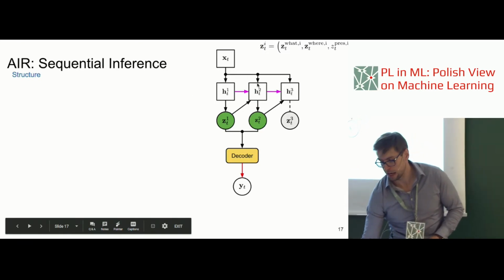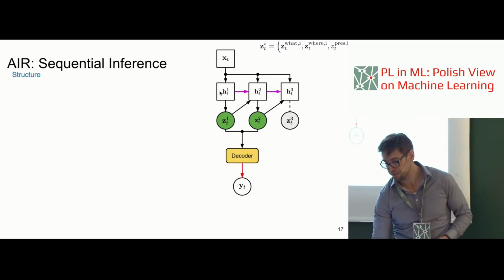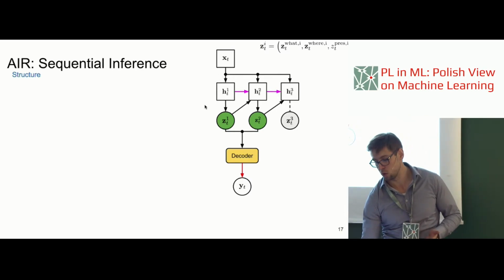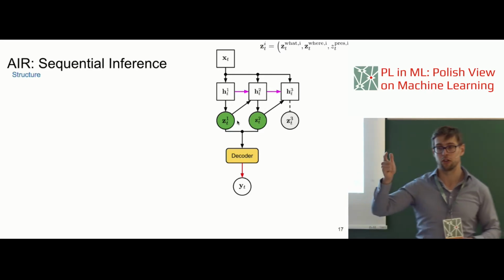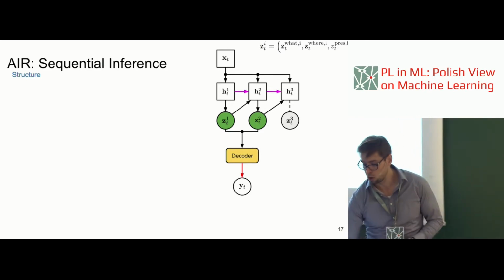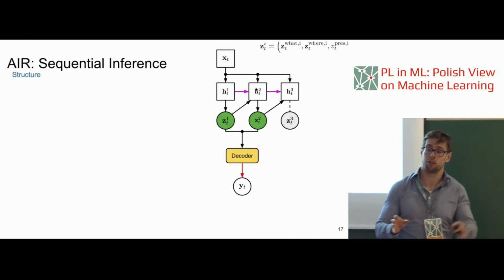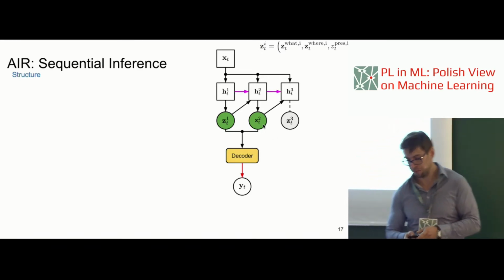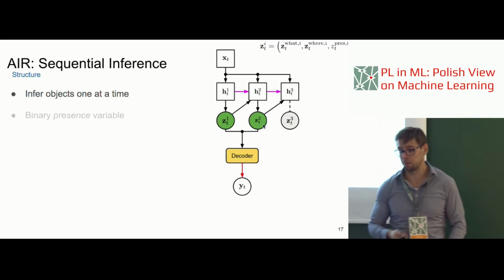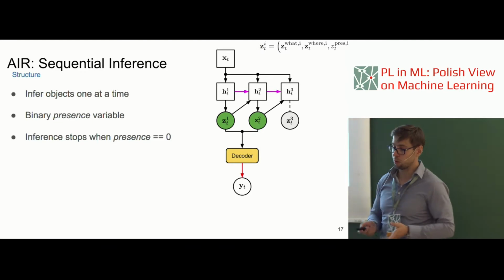X here is an image, and we'll be using some kind of a recurrent neural network with a hidden state H. This neural network will look at the image iteratively and will produce a latent variable at a time. So Z here is again the presence, location, and appearance of the object. Then it will look again at the image, take into account the previously generated object, and try to generate another object. So we're inferring one object at a time. We again have a binary presence variable, and inference stops when this presence is 0.